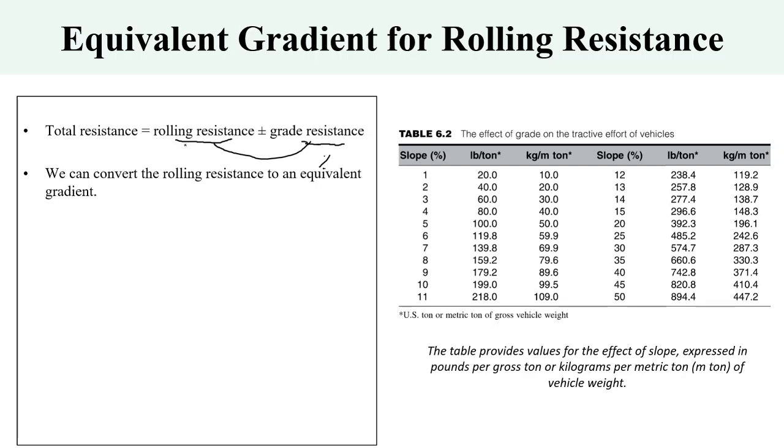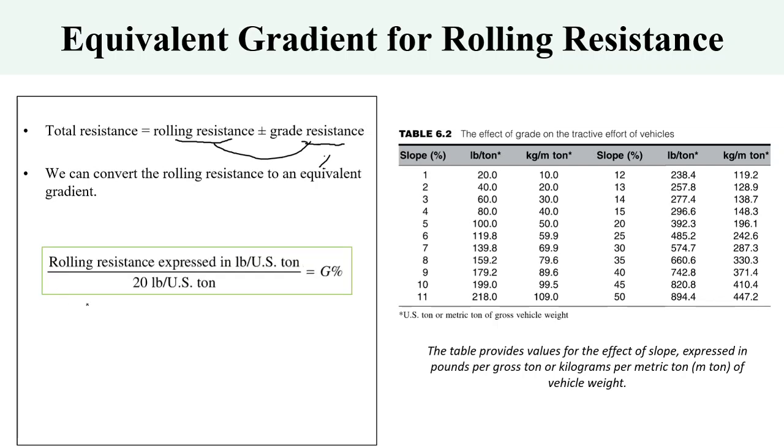We need to convert the rolling resistance into the equivalent gradient before we can add or subtract it with or from the grade resistance. So to do that, when you have the rolling resistance, which is in pounds per US ton, you simply divide it by 20 pounds per US ton. This is an empirical equation, and it's very easy to use. So you simply divide it by 20, and then it works like a slope.